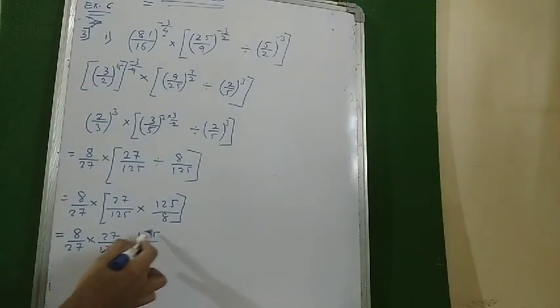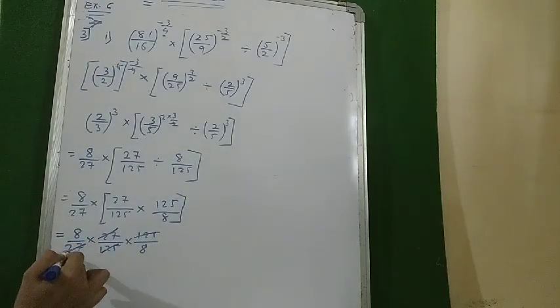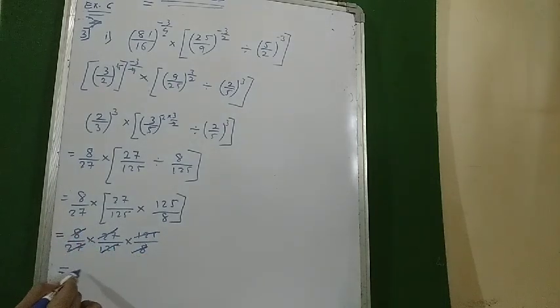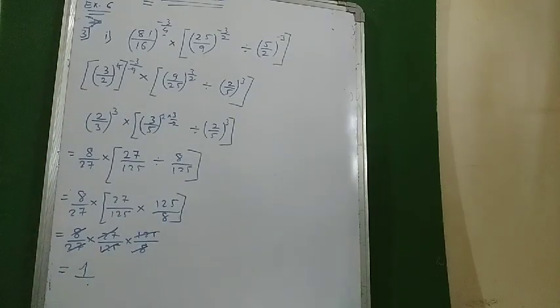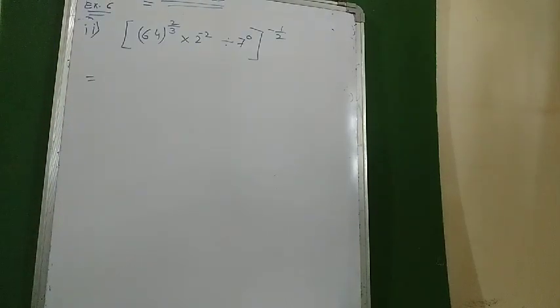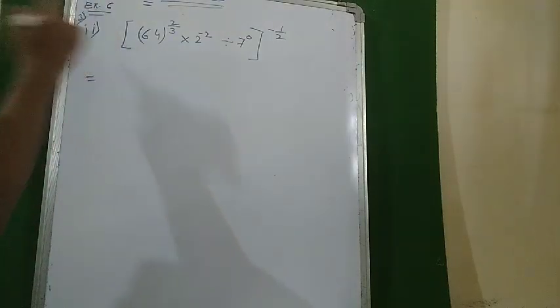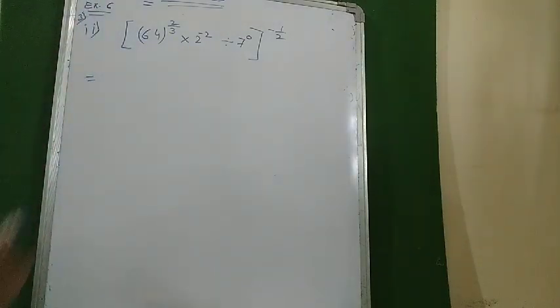Okay, so 125 cancel, 27 cancel, 8 cancel, so everything is cancelled. So answer is 0. No, it is 1. Okay, so the solution for the third part is 1, or the first question of the third part. Okay, now we'll start with the second part of the third question. Okay, there are two questions in each part.